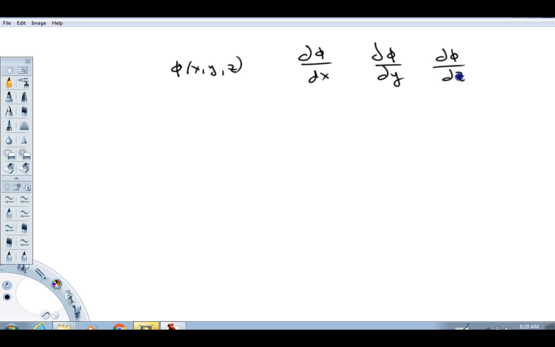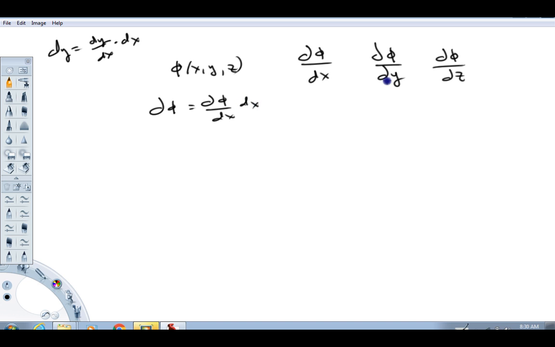Now, just like in our single variable example where we could calculate a differential for y, let me write down what we did. We said that dy was equal to dy dx times dx. We can also calculate differentials for phi. There's going to be a differential of phi for x, and that thing's going to look like partial phi partial x times dx.